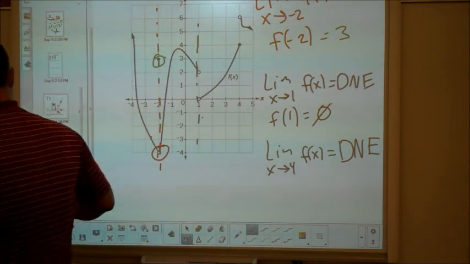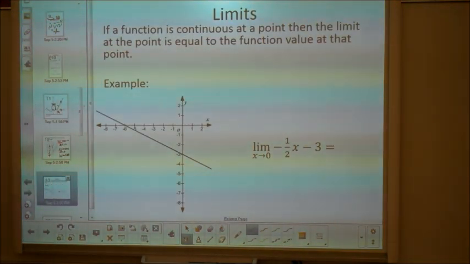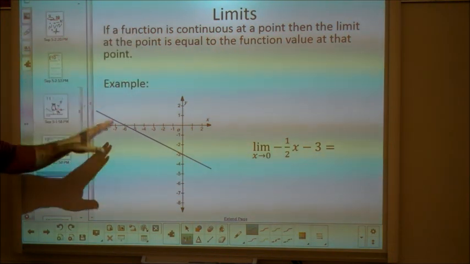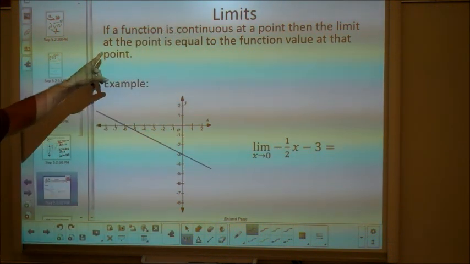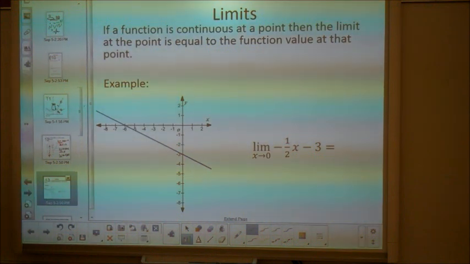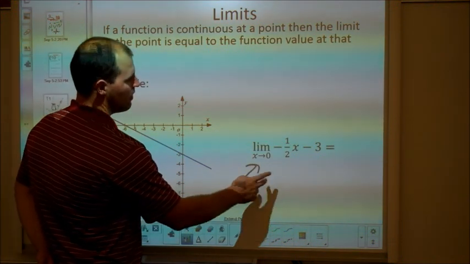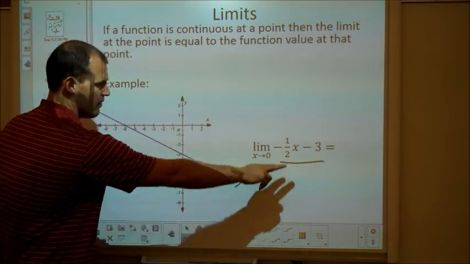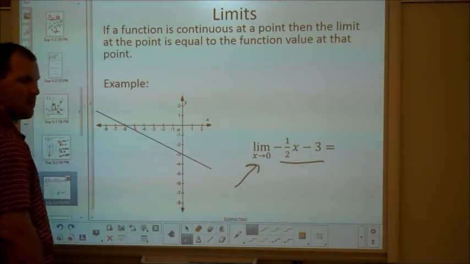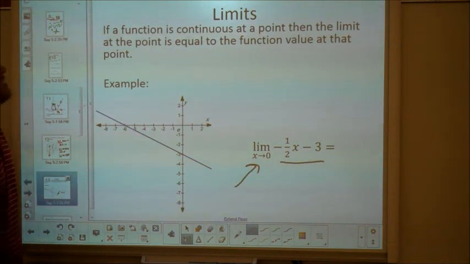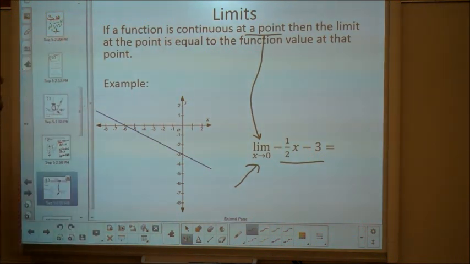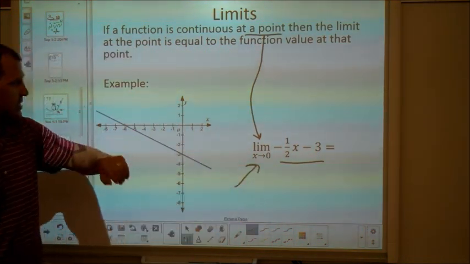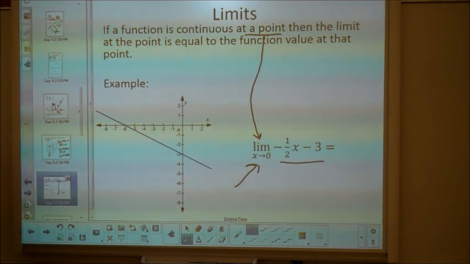Okay? We've got a little bit of a theorem we're going to throw in here, and this will make some of our calculations a little bit easier. What we've got is if we have a function that's continuous, and I've chosen a continuous linear function down here, if it's continuous at a point, then the limit at that point is equal to the function value at that point. You'll notice here I've chosen a limit. This expression is the equation that's represented here on the graph. So they are the same linear function, and we said at a point, that point looks like it's 0. So it's saying the limit, whatever this answer is going to be, is equal to the function value at that point.